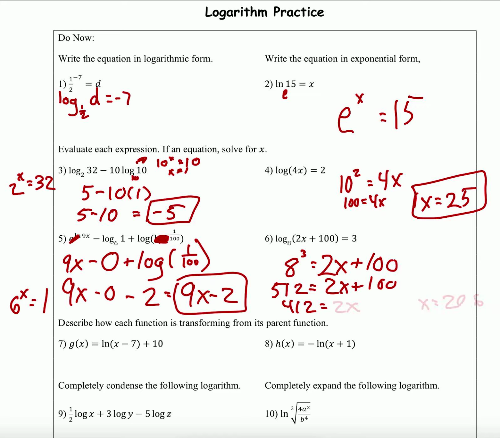I'm going to make that a little bit neater there. X equals 206.